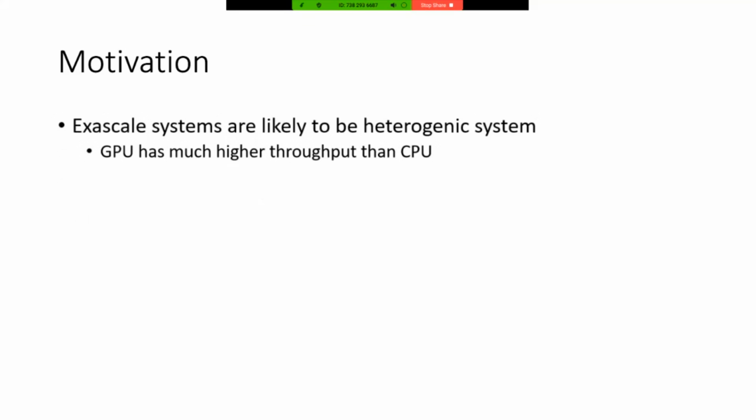Exascale systems will most likely have large parts of accelerators in the system. This is simply due to the fact that accelerators have much higher throughput than CPUs, and we need the performance of those modules to reach exascale. And accelerators can be GPU or FPGA or any other kind, but for the time being, GPUs are the most prevalent one and the most used one. So we are focusing on GPUs here in this paper.